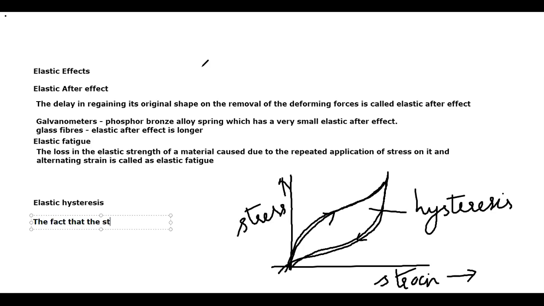The fact that the stress strain curve is not retraced on reversing the stress is known as elastic hysteresis. Is that clear, children? On reversing it, that is what we call as elastic hysteresis. So these are the three elastic effects that we should remember. That is elastic after effect, elastic fatigue, and elastic hysteresis.